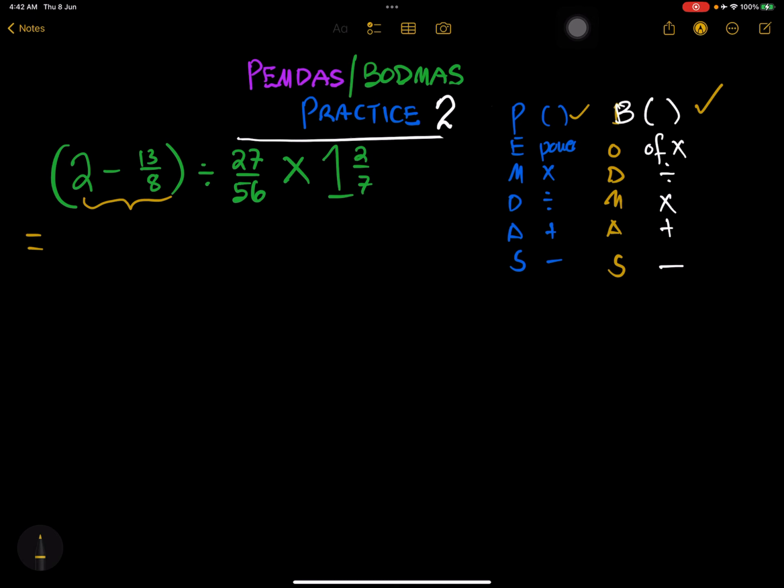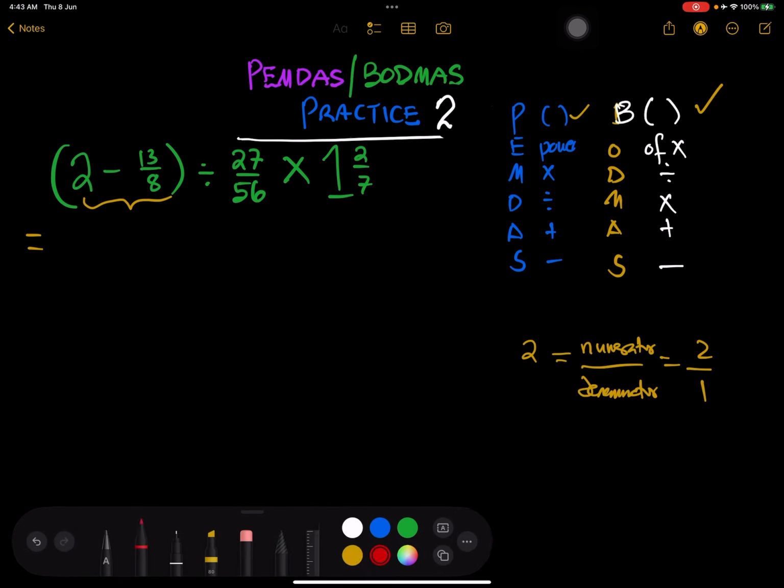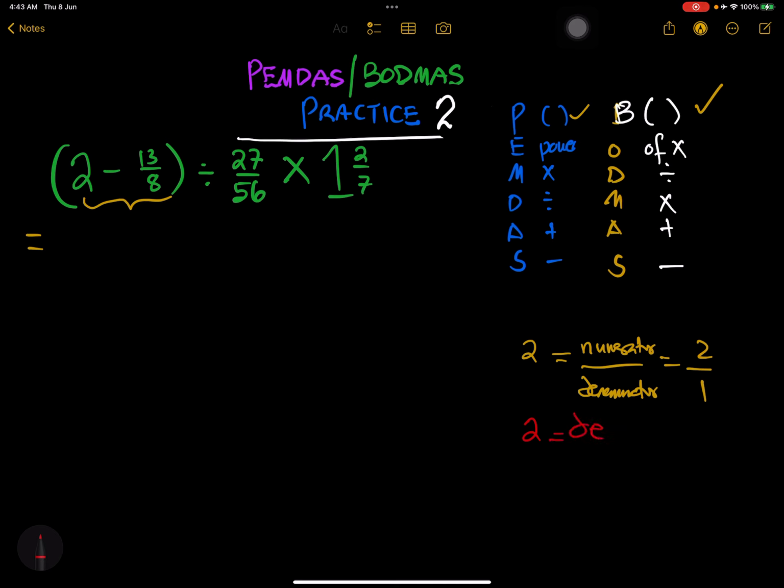So we're going to have 2 minus 13 over 8. But remember, to write any number, for example the number 2, as a fraction, you need to have a numerator divided by a denominator, right? So that means this is going to be 2 divided by 1. If you want to write the same 2 as a decimal, remember that the decimal point is behind it. So you're going to have 2.0. So there you have it.